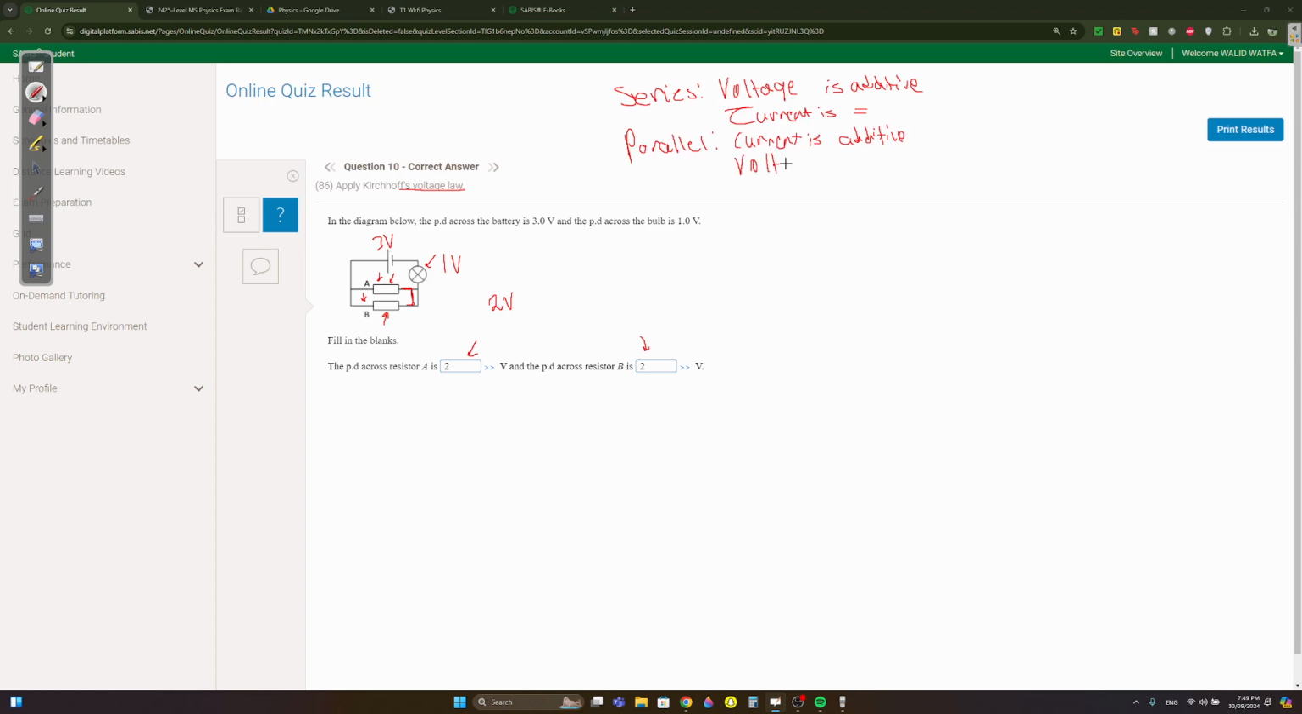Voltage is equal. We discovered that we're going to have 2 volts here. Since they're in parallel with each other, they're forming branches, so they're going to be equal to each other. So this is 2, this is 2. Easy. Okay.